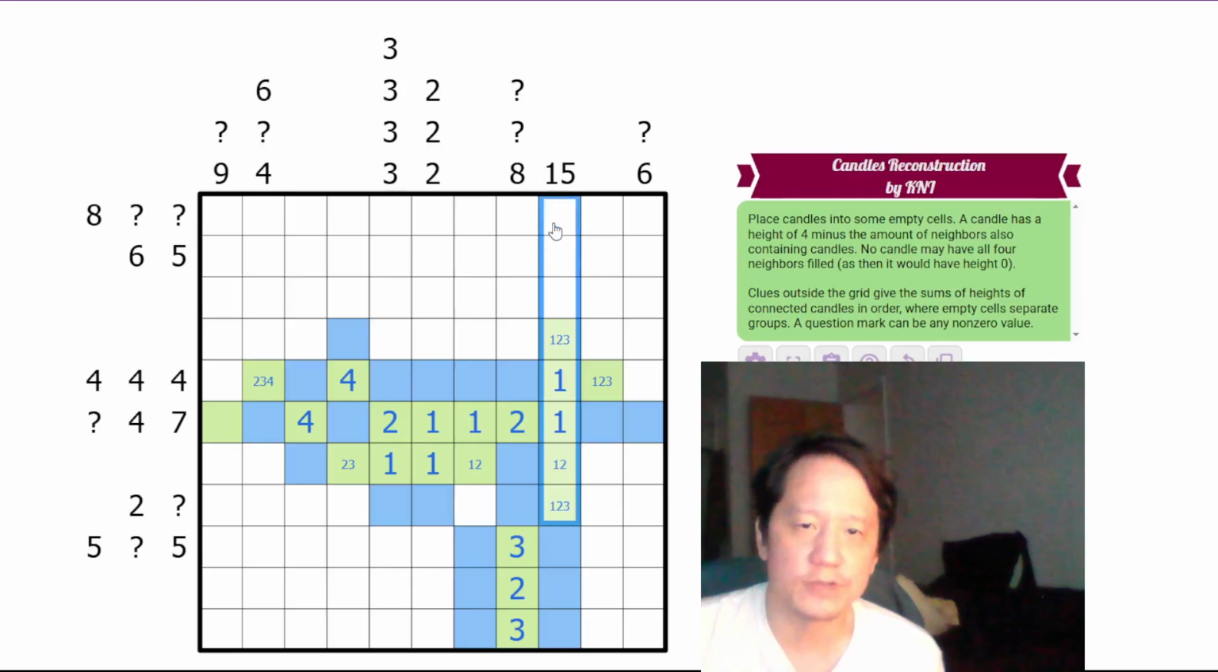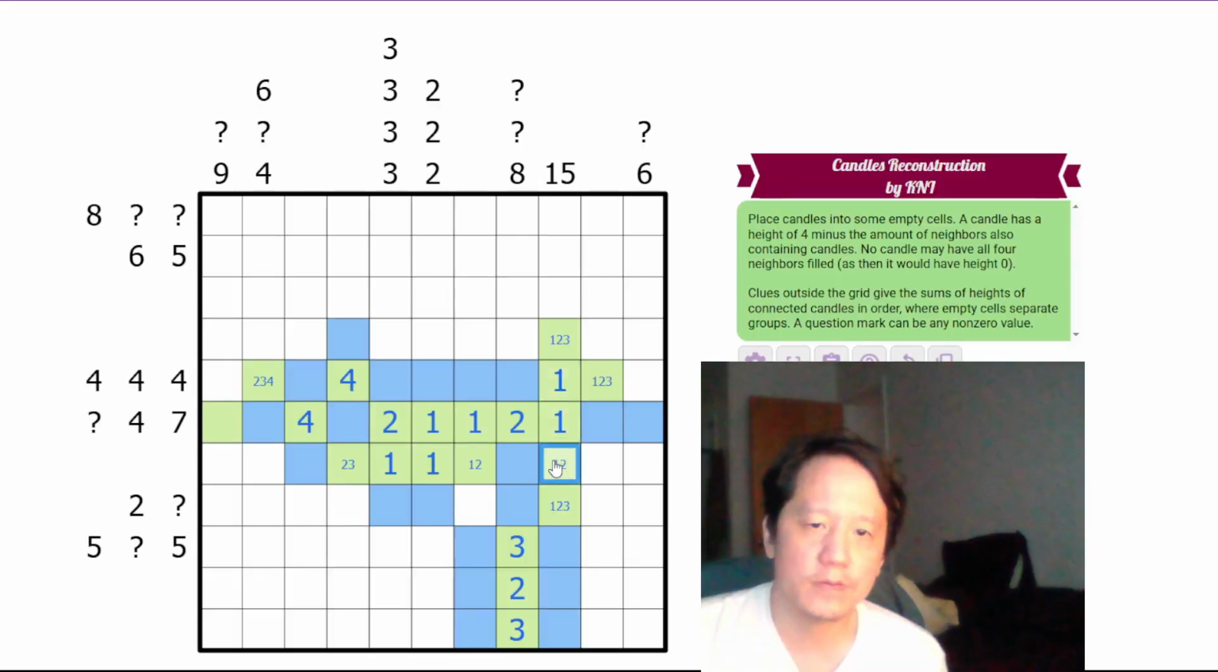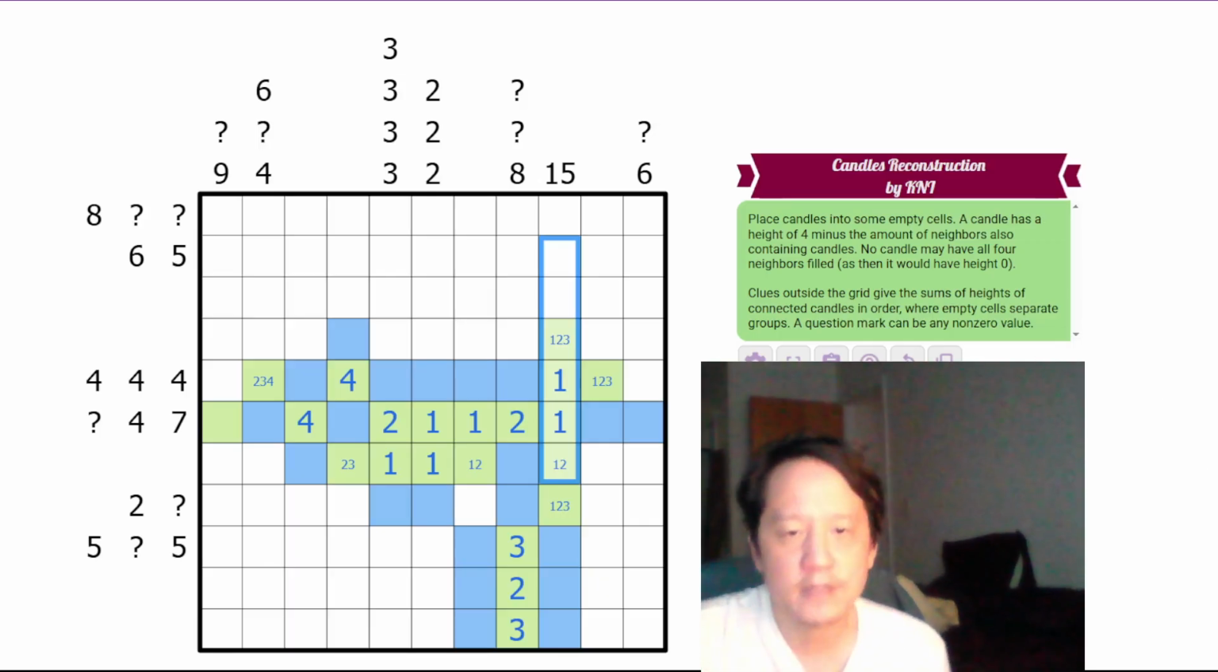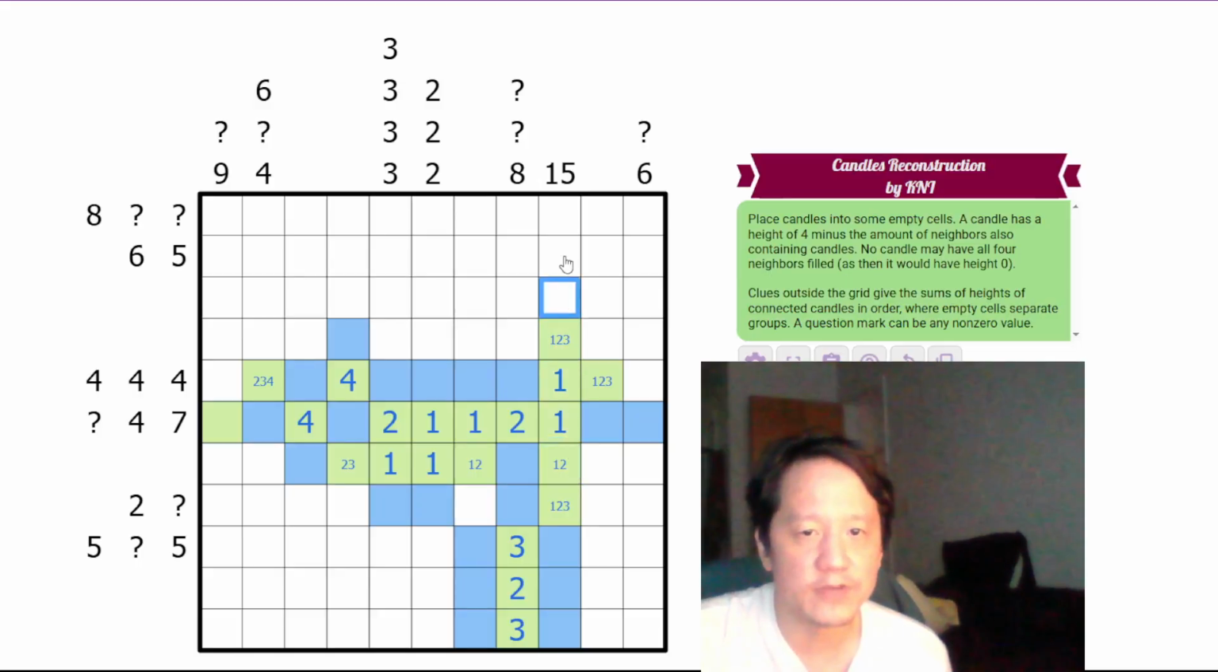Therefore, this must go this way. We'd have 2, 1, 1. So 3 and 3 at the end. Which means the remaining digits in the middle must add up to at least 9. So we have 1, 2, 3, 4, 5, 6, 7, 8, 9. So therefore, it would have to be something like this.